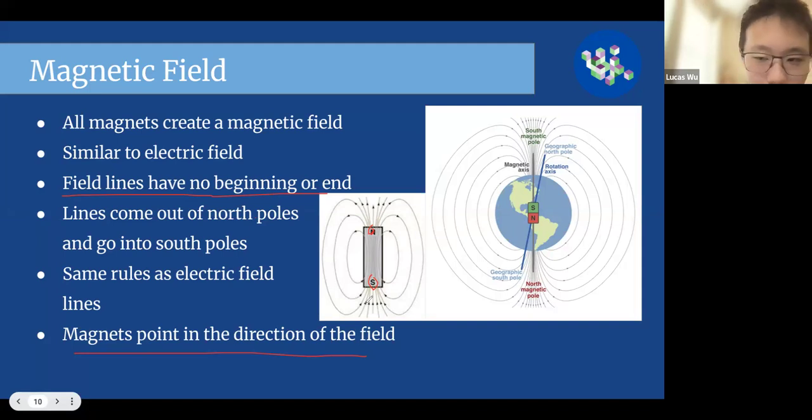So yeah, you can start seeing how there's a big similarity between what we learned about electric fields and what we will learn about magnetic fields. Later you'll find that there are actually a lot of differences between the two, but right now we can see that there are a lot of similarities, like the directions of the field lines and how positive and negative charges attract, just like how north and south poles attract. So yeah, let's go on to the next one.